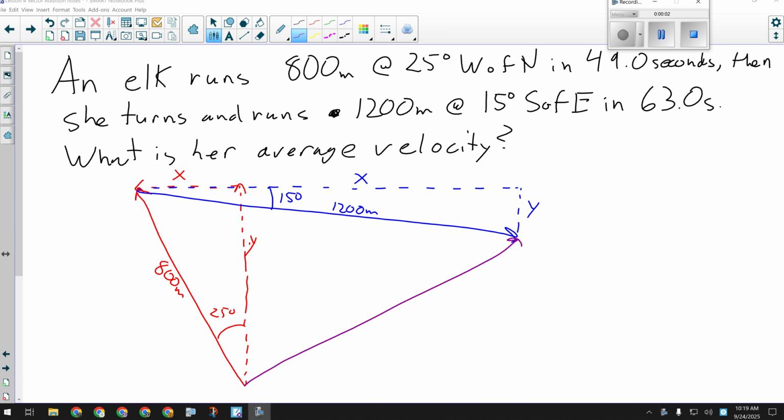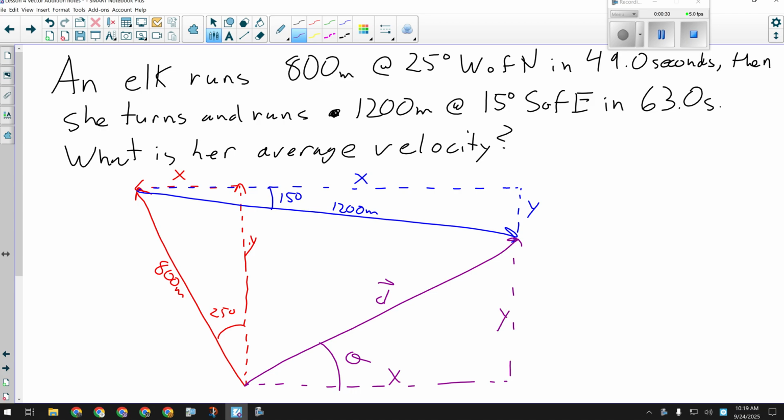Okay, so this is what our diagram for that question should look like. And then our resultant, you could draw the triangle this way, or you could draw it inside as well. It's totally up to you. That'll represent the displacement of the elk. What does the question want? It's velocity. It does give you the times for each section, so there may be an additional calculation at the end of this that you have to do.